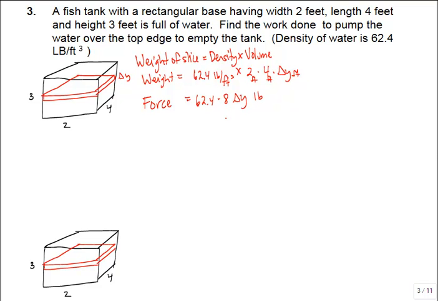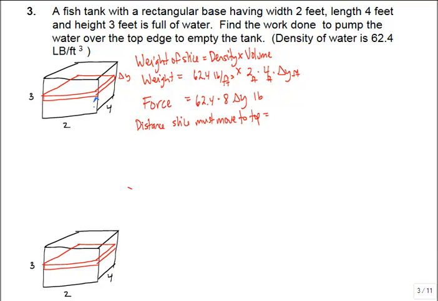Okay, so what we need next is our distance. We have our force, now we need our distance. So we're going to calculate the distance that the slice must move to the top of our tank. And that's because we want to pump this water over the top edge of the tank to empty it out. So we want to have it overflowing over the top. Now this is where these two methods are going to differ, how you decide where to measure your distance from. So one option here is to measure your distance from the bottom of the tank.